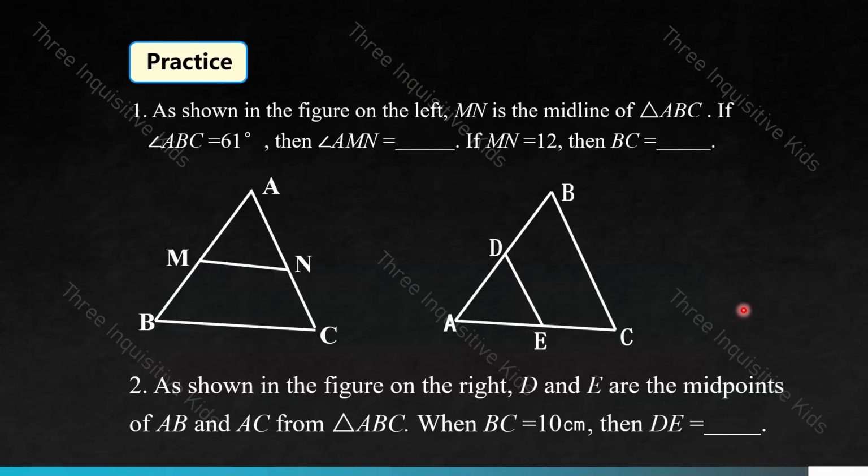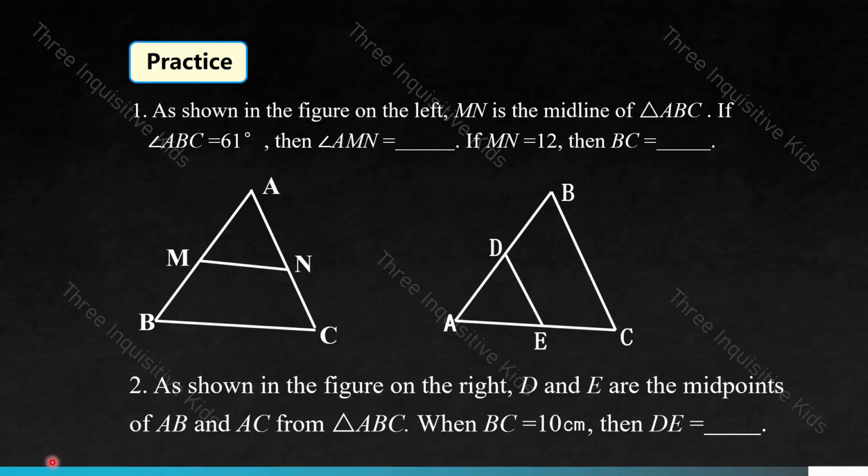So now let's do a few practice problems. As shown in the figure on the left, MN is the midline of triangle ABC. If angle ABC is equal to 61 degrees, then angle AMN is equal to what measure? If MN is equal to 12, then what is the measure of BC? And the second problem is, as shown in the figure on the right, D and E are the midpoints of AB and AC of triangle ABC. When BC is equal to 10 centimeters, then DE is equal to blank. Now you can pause the video and do these two problems on your own. When you unpause, I will be going over both of their solutions.